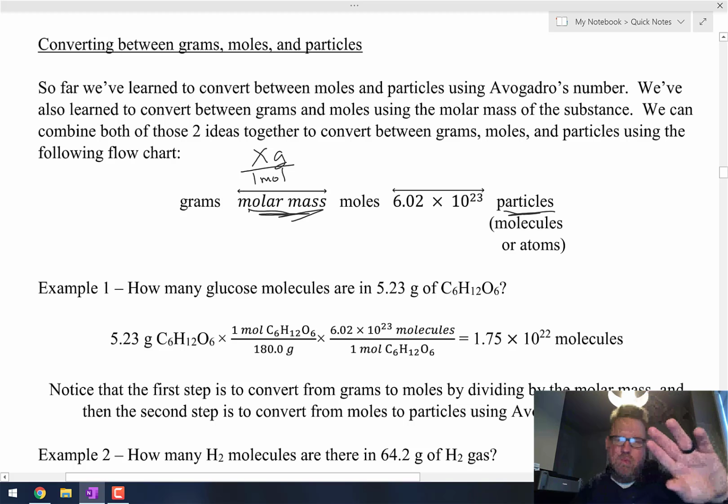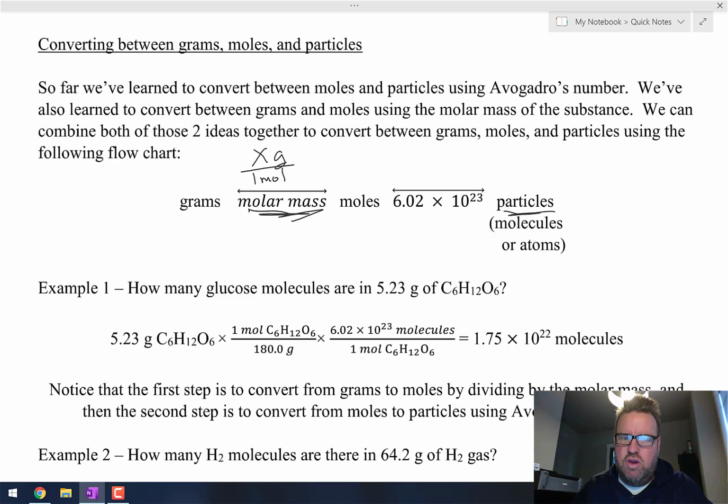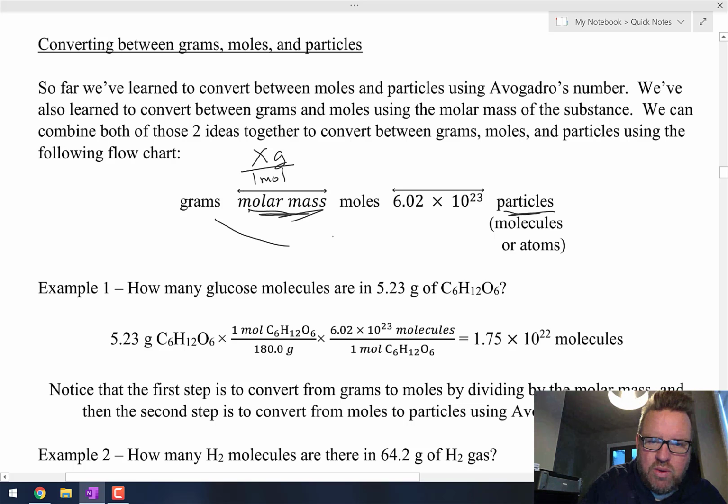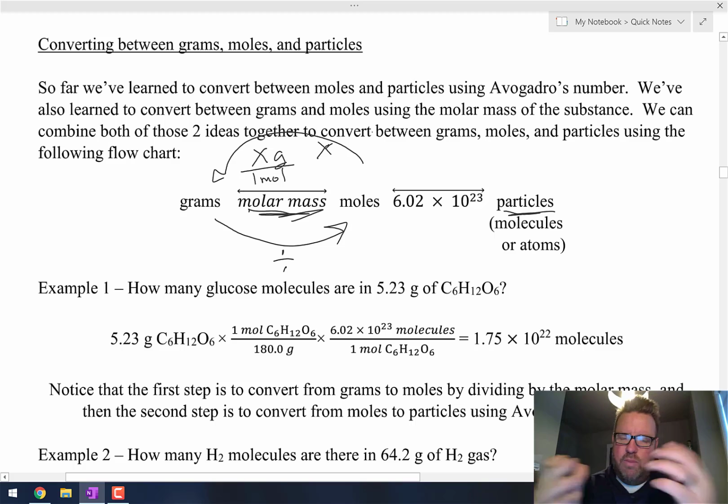Remember that the molar mass is always some mass in grams divided by 1 mole. And sometimes you're going to put moles on the bottom and grams on the top, and sometimes you're going to flip it depending on which way you're going. That's why I just wrote molar mass here, because sometimes you divide by the molar mass when you're going this way, and when you go this way, you multiply by the molar mass. Again, we've seen why in terms of canceling.